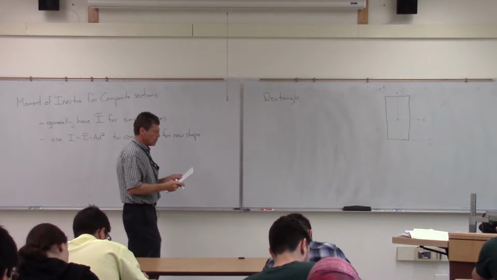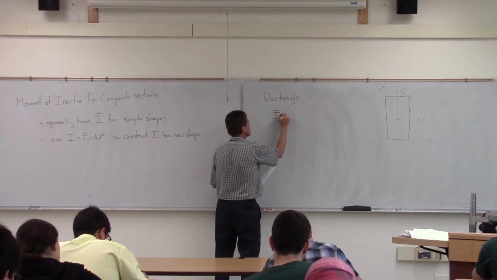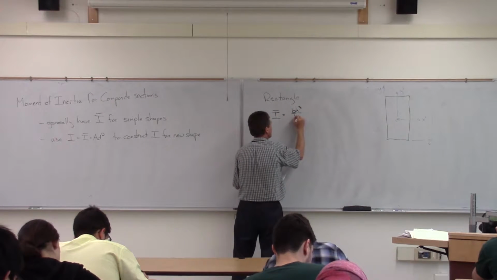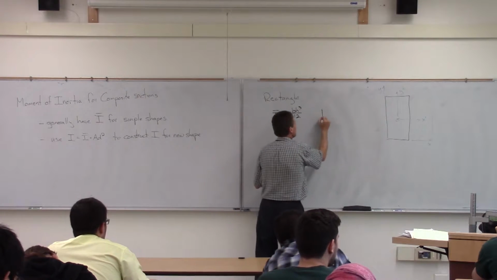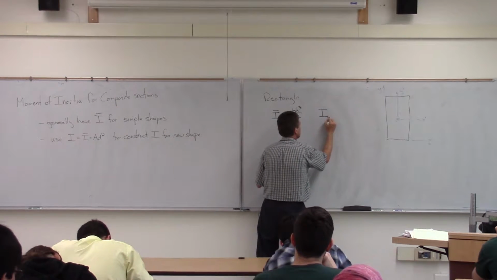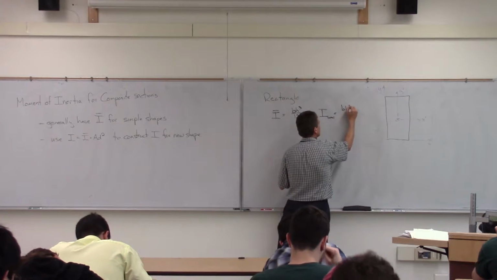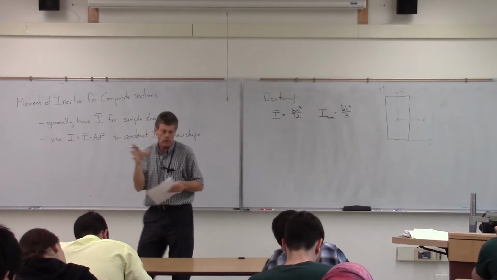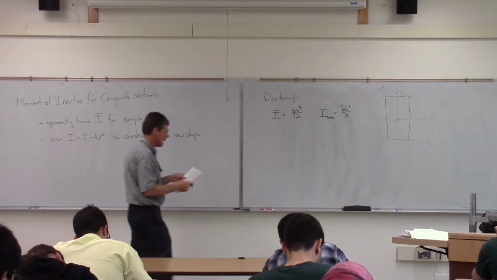Okay, so recall when we did the rectangular shape, the first thing we solved, and then the other one we solved was about the base, remember? So we solved both of them. So what we're going to do is just apply the parallel axis theorem and see if we actually get that.